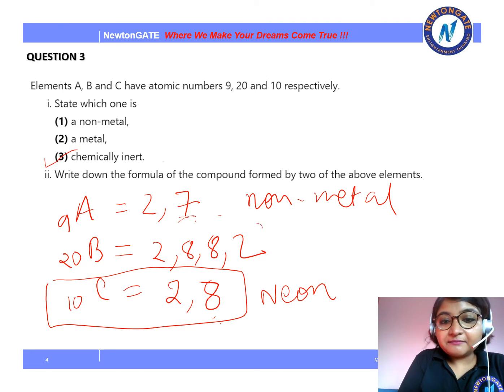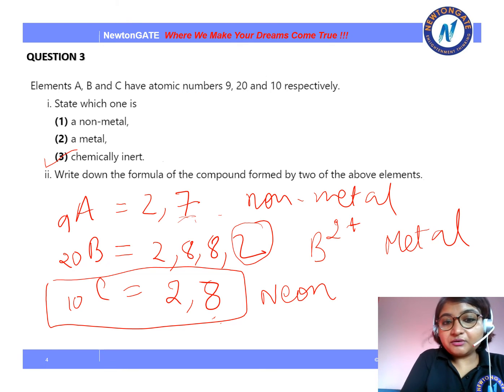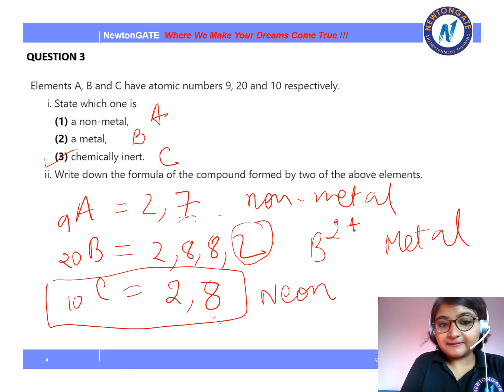For B, B will lose these 2 electrons, 2 valence shell electrons. So it will be B2 plus. This is a metal. So your non-metal is A, your metal is B, and the one which is chemically inert is element C.